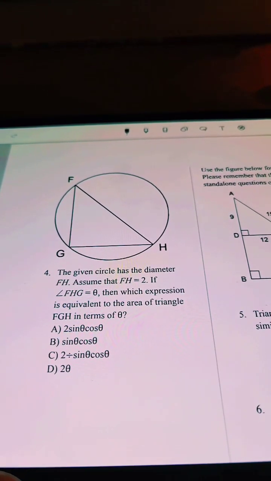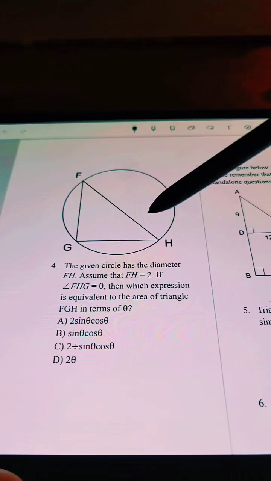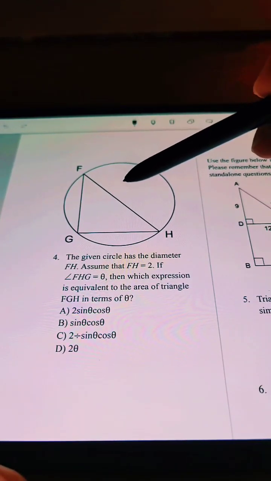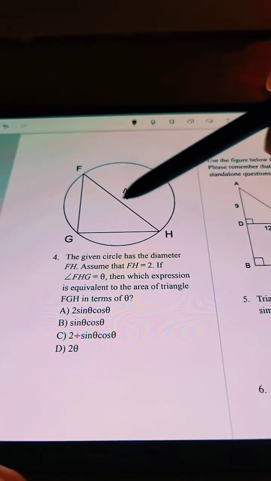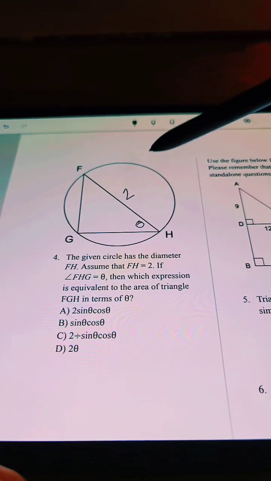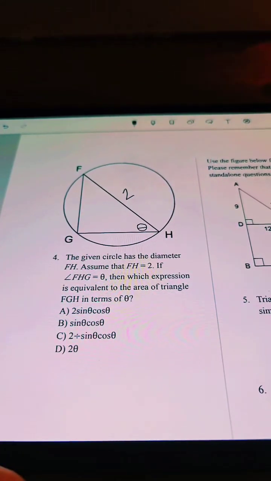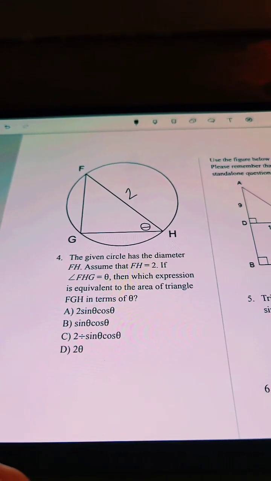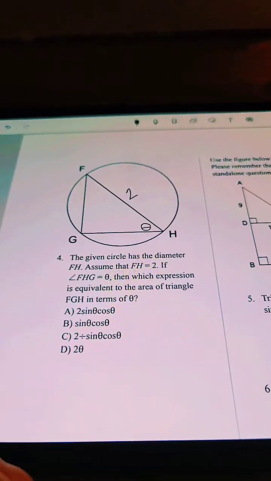So let's go to number 4 now. The given circle has a diameter FH, so this is the diameter. And assume FH is 2, so I'm going to label that with a 2. If FHG, so this angle right here, is theta. That's theta. Then which expression is equivalent to the area of triangle FGH in terms of theta?